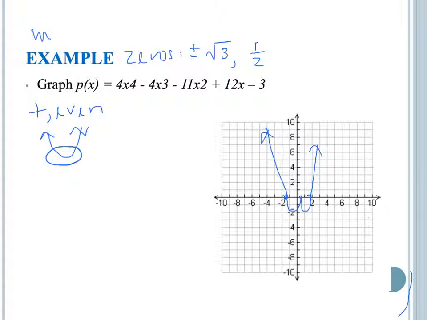I also have this value. That's my y-intercept. I didn't do a very good job of plotting that, but you'll do a better job. I should have included negative 3 on my graph. And then we have a pretty good approximation of what this graph would be doing.